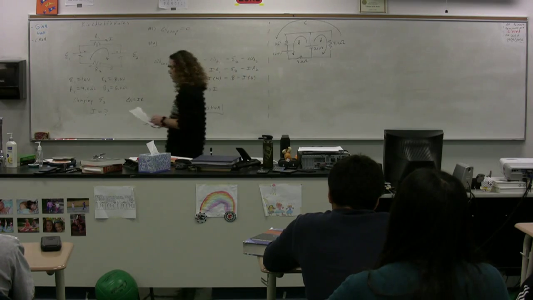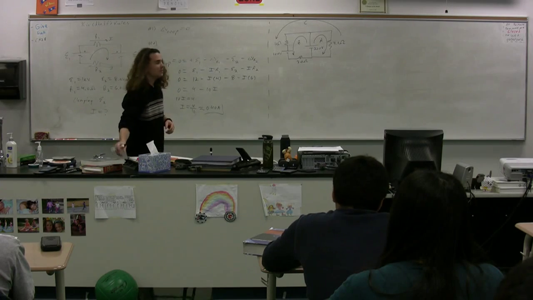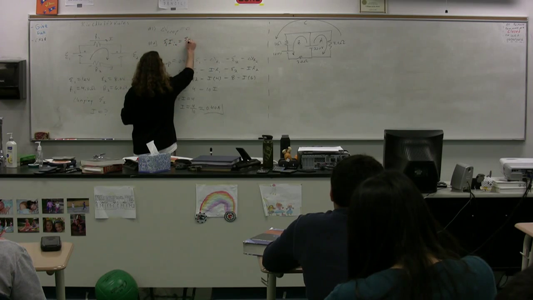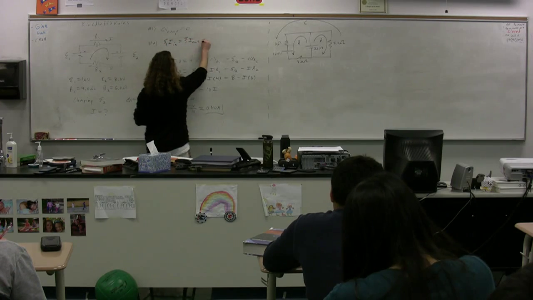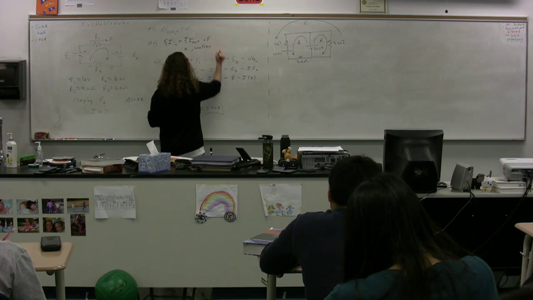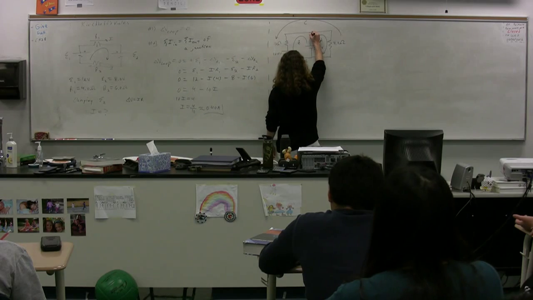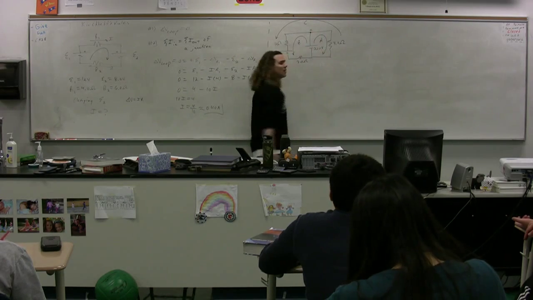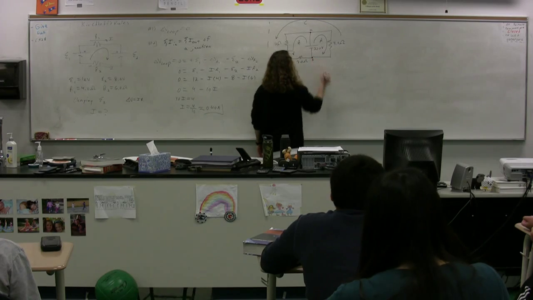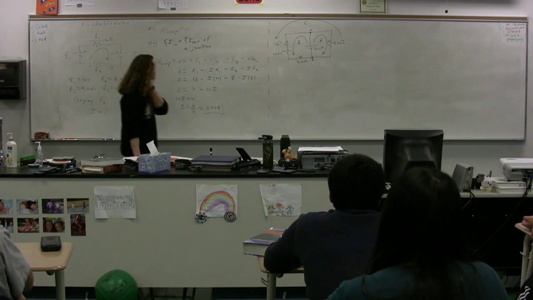The second of Kirchhoff's rules is that the current into and out of a junction is the same. This particular point right here is a junction. I'm going to label that as point A, and I'm going to label this as junction B. So we have 2 junctions, junction A and junction B.